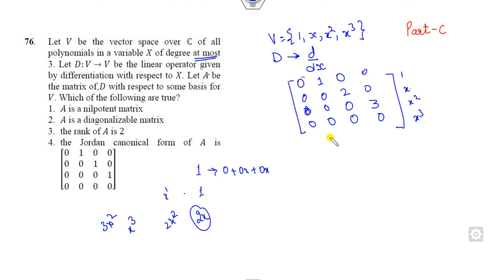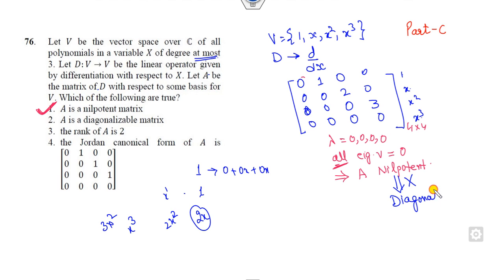So what is that? This is my diagonal matrix. So what are the eigenvalues here? It is 4 cross 4. All eigenvalues are my 0. So what is the meaning of that? The matrix A is nilpotent. Any matrix whose all eigenvalues are 0, remember the word all, then it is always a nilpotent. So that is fine. First statement is correct. Second tip for you, whenever there is a nilpotent matrix, it can never be a diagonalizable matrix. So the second option is cancelled out.